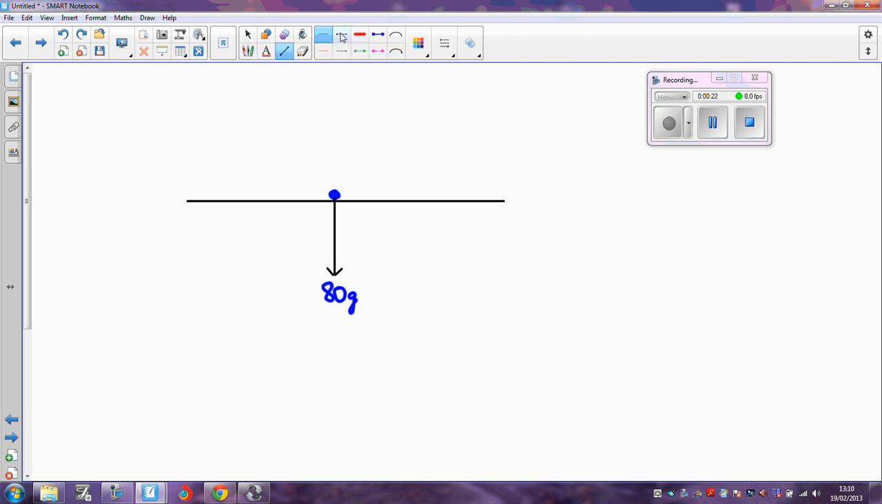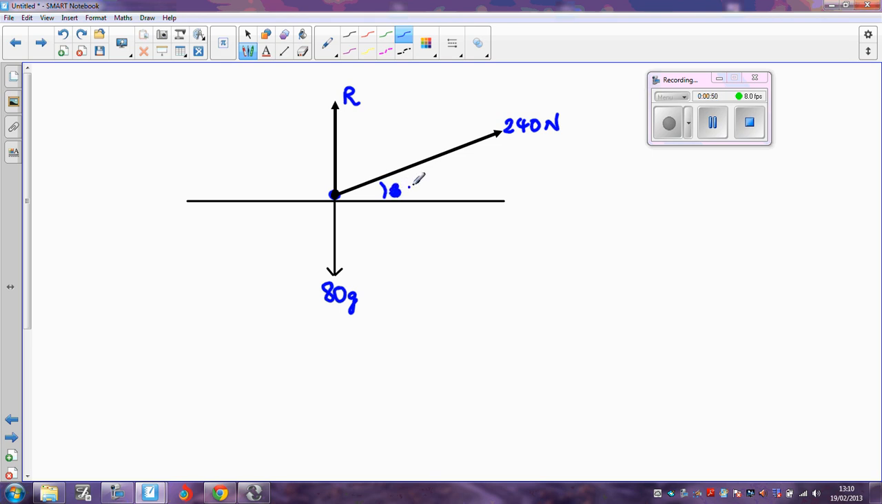Acting upwards, we're going to have the normal reaction, so that's acting in an upward direction there, and we're told that the log has a force of magnitude 240 newtons applied at an upward angle of 20 degrees. So that's going to be something like this. So there's my 20 degrees. That force is 240 newtons. So there's 240 newtons, and that's acting at an angle of 20 degrees.